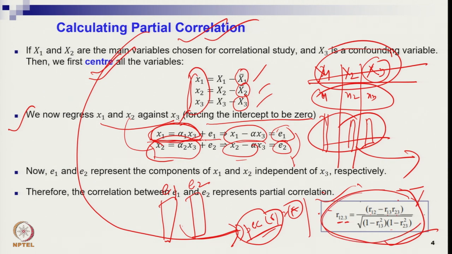So this is a very popular formula. You can use this formula to calculate the partial correlation. Through these steps you can get it, otherwise you can follow the particular steps that I have mentioned, or directly this formula. Anyone you can follow. We will follow these particular steps that we have discussed today.